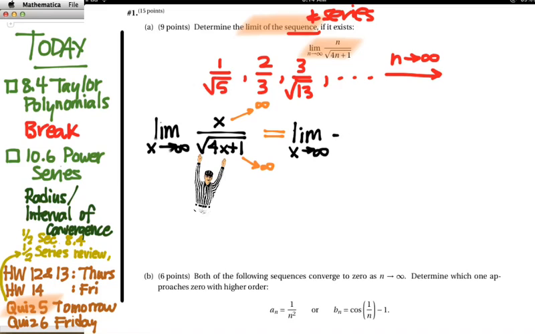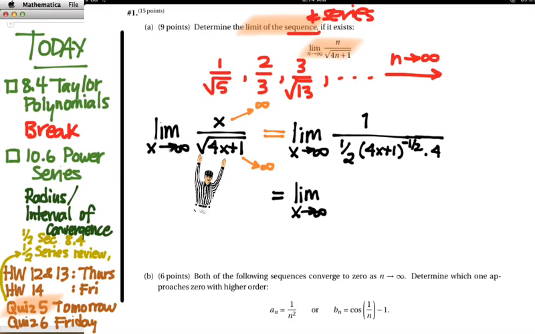So one application of L'Hopital's rule gives me in the numerator 1. And in the denominator, the derivative of the square root of 4x plus 1 is 1/2 times 4x plus 1 to the negative half. And then the chain rule is also going to give me an extra factor of 4 from the derivative of 4x plus 1. But now simplify this thing out. Downstairs I have the 2 coming from the 1/2 times the 4. But now the 4x plus 1 to the negative half, we can pull up to the numerator and make it 4x plus 1 to the positive half.